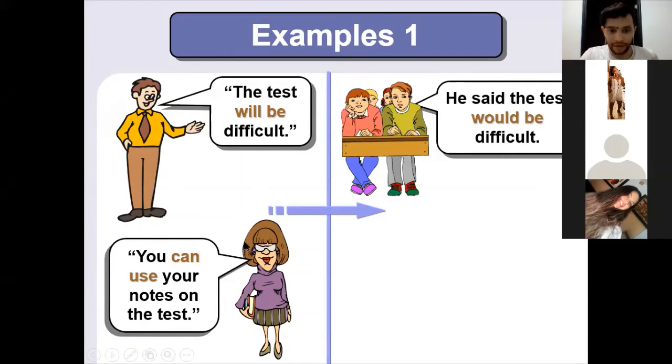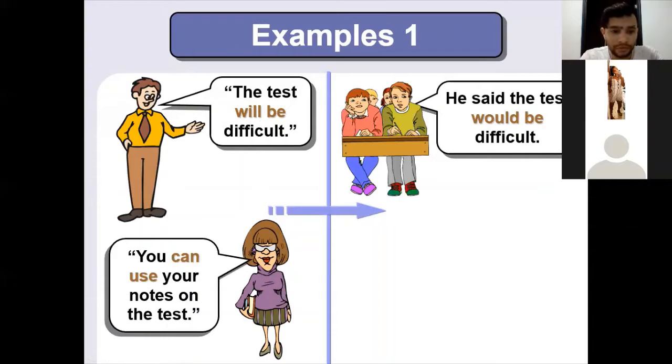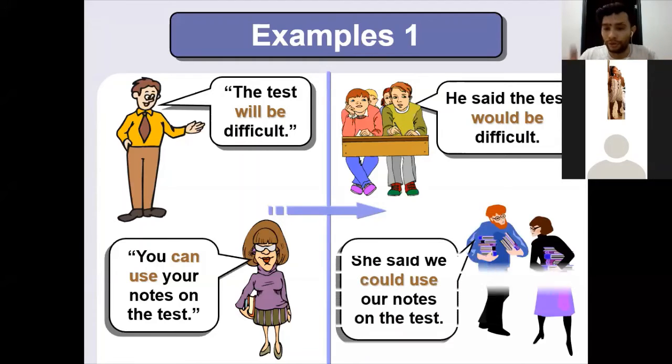She said, here, take a look at the girl. You can use your notes on the test. How's the reported speech? She said you could use your notes on the test. Okay, that's good, miss. If it's directly to one person, yes, but as we are talking about a classroom, I think this you means us, right? So we could, but what you said was perfect. She said we could use our notes on the test. Very good, miss. Excellent. Now, more examples.